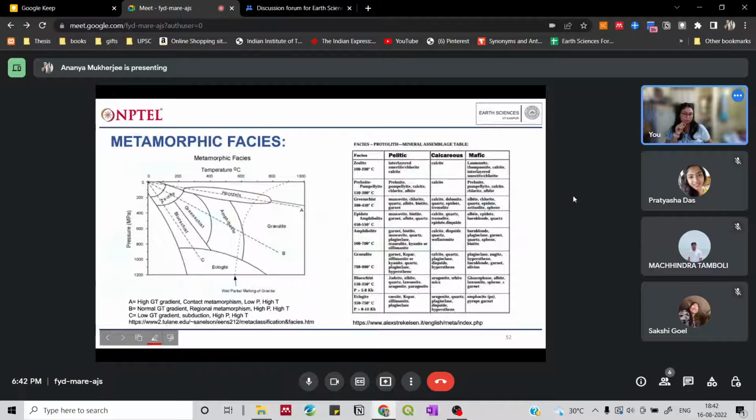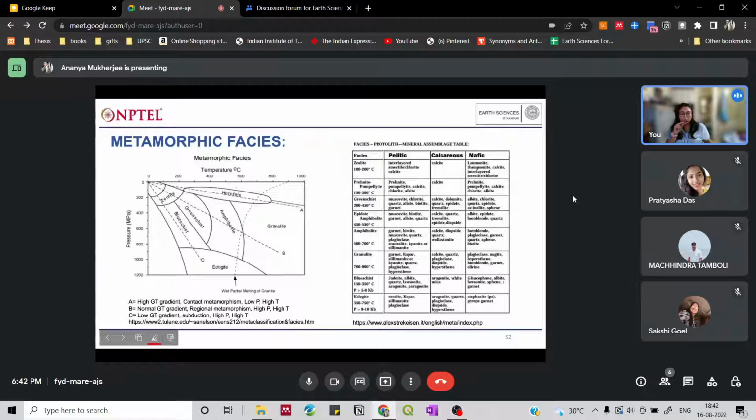After learning the different grades of the rocks, we have something called metamorphic facies. A metamorphic facies is a group of metamorphic rocks which are formed under a similar set of physical conditions and chemical compositions, and usually each of these facies has a definite set of minerals that are found in this group of rocks.